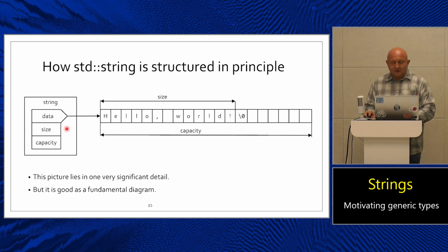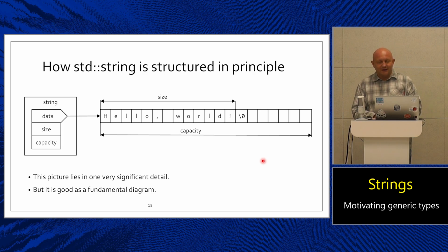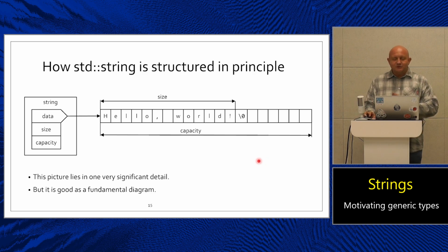Look at the picture. The string guarantees memory continuity and reallocates if needed. So it has size and capacity fields. Capacity is always greater or equal to size plus 1. And this picture lies, but we'll find out how later. As a principal scheme, it's good. And what is fundamentally the strangest thing here? How do you think?